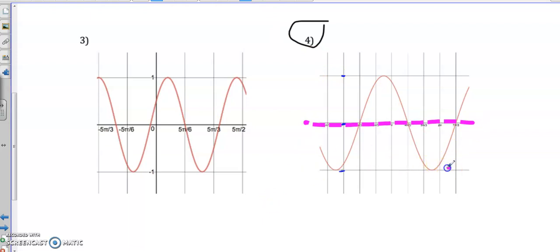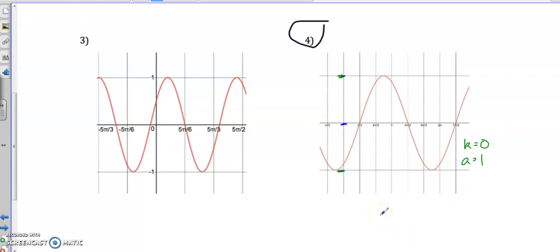I'm not drawing it down here. It's not the bottom or the top. It's not the max or mins. The midline is that exact halfway point, kind of the average of the high and the low. So my midline here is right at 0, so we know the K value is 0. There's no vertical shift up or down. It's also up 1 and down 1 from that midline, so I know my amplitude is 1. So pretty straightforward so far.